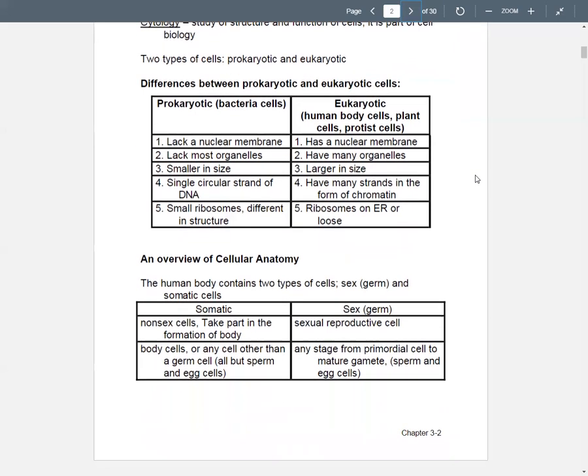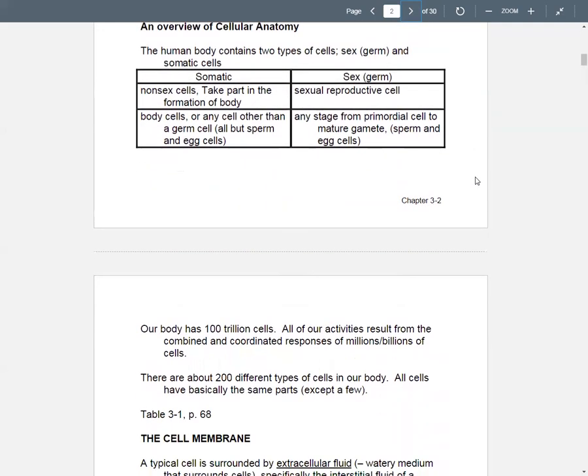All right, a little bit about cellular anatomy. Two types of cells in the human body. You have sex cells or germ cells, and you have somatic cells. Your sex cells are your reproductive cells, or sexual reproductive cells. Your somatic cells are your non-sex cells. They're involved in forming the rest of your body.